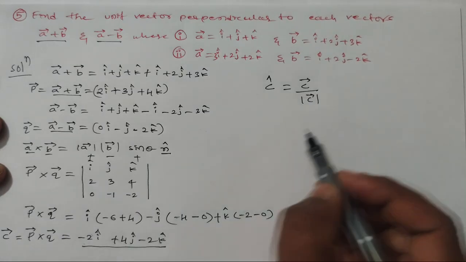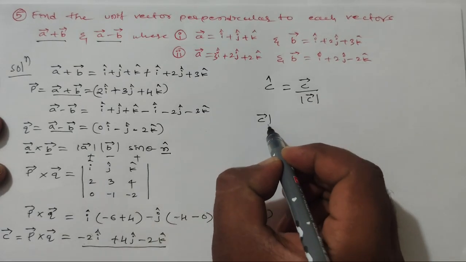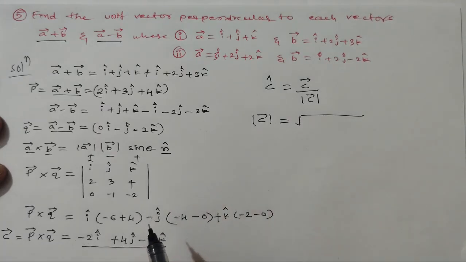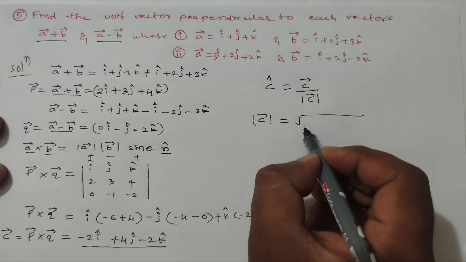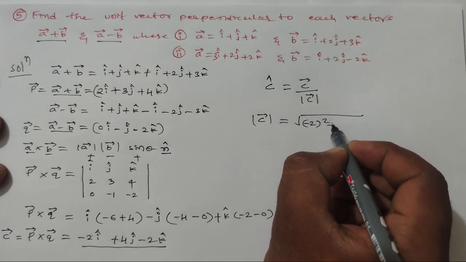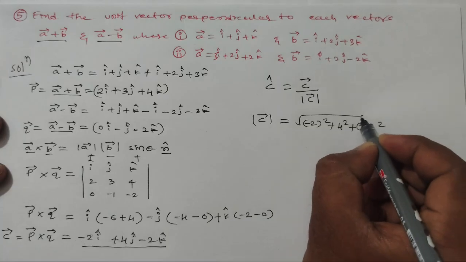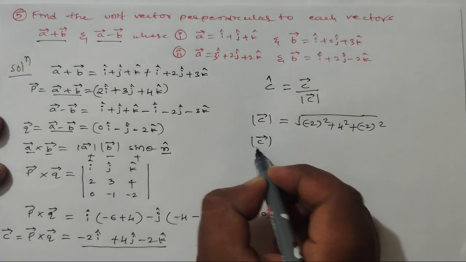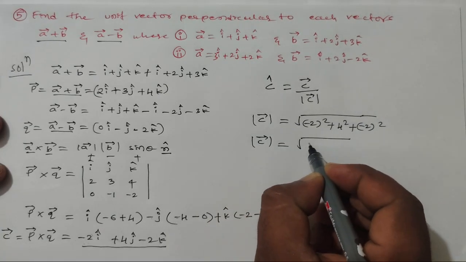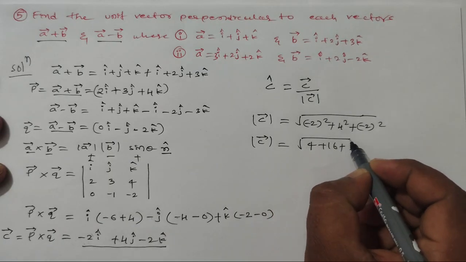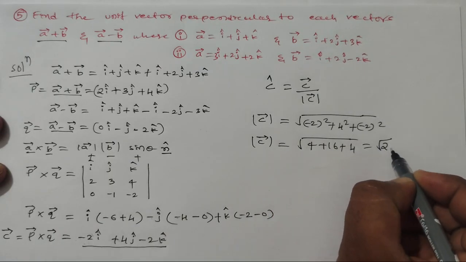Okay, right. So first to find magnitude of c vector, you know, magnitude of c vector is equal to root a square plus b square plus c square, right? So that is equal to minus 2 square plus 4 square plus minus 2 square. So magnitude of c equal to root 2 square becomes 4, 4 square becomes 16, again 2 square becomes 4. That is equal to what? Root 24.